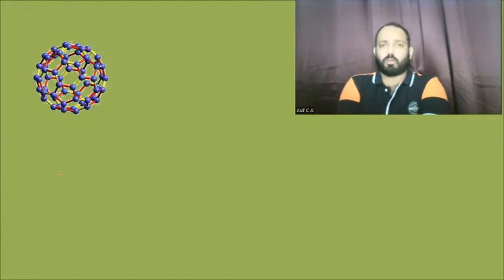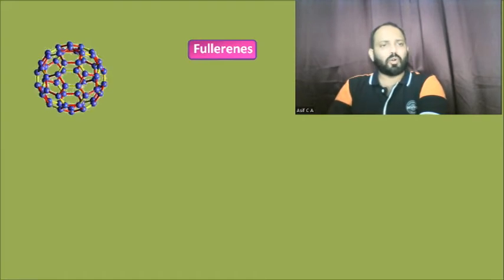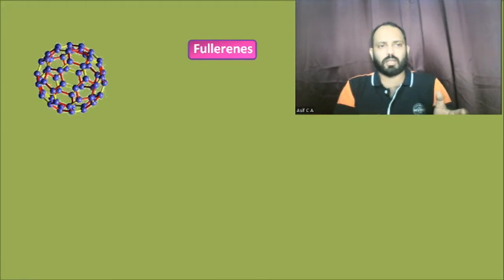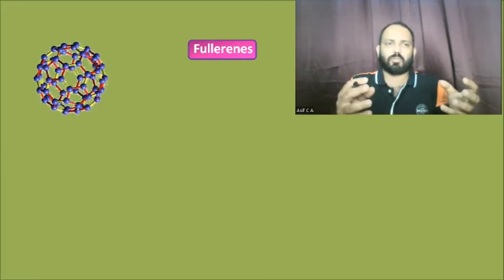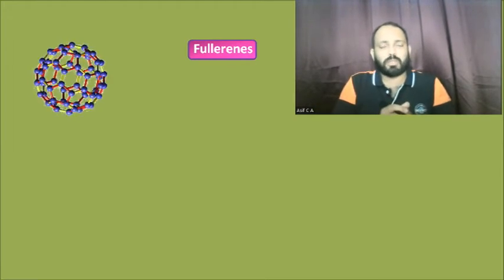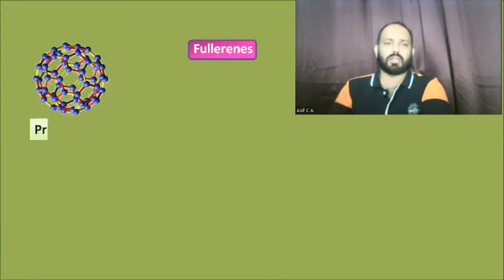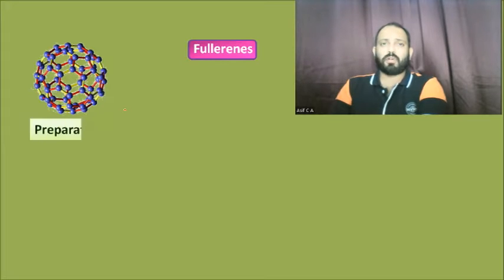Now we'll be talking about the next allotrope. It is a pure form of carbon, and we can say that this is the synthetic allotrope of carbon. This is nothing but fullerene. So fullerene has a ball-like shape, isn't it? If you look inside, there are no dangling bonds. Because in diamond and graphite, dangling bonds will be there. You can see many dangling bonds. But in fullerene, that is not there.